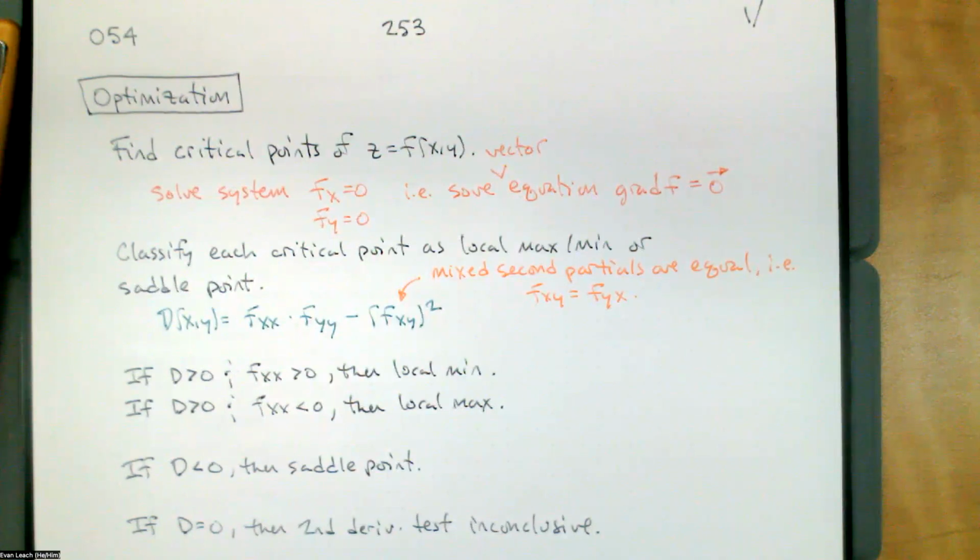Then there's a little bit of strange structure. If this D is positive, then we only have to look at fxx. We don't have to look at both fxx and fyy. We just look at fxx. And if D is negative, we don't have to look at anything else. We just immediately get to conclude saddle point. So this is what we want to talk about today.